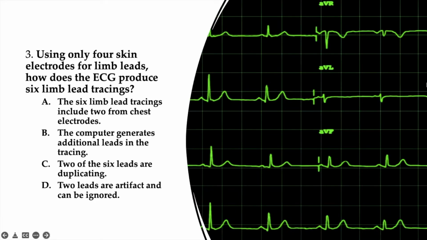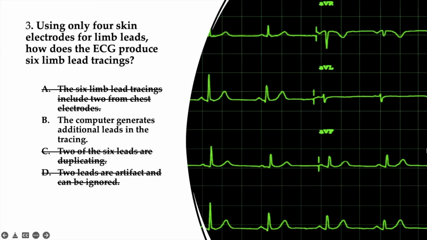Question 3. Using only 4 skin electrodes for limb leads, how does the ECG produce 6 limb lead tracings? A. The 6 limb lead tracings include 2 from chest electrodes. B. The computer generates additional leads in the tracing. C. 2 of the 6 leads are duplicating. D. 2 leads are artifact and can be ignored. The answer is B. The computer generates additional leads in the tracing.